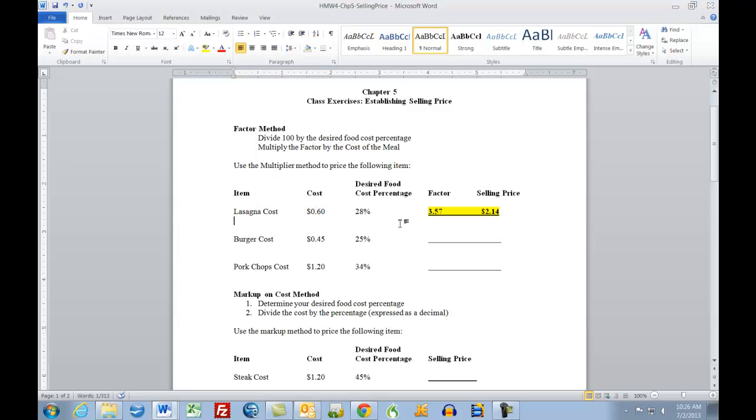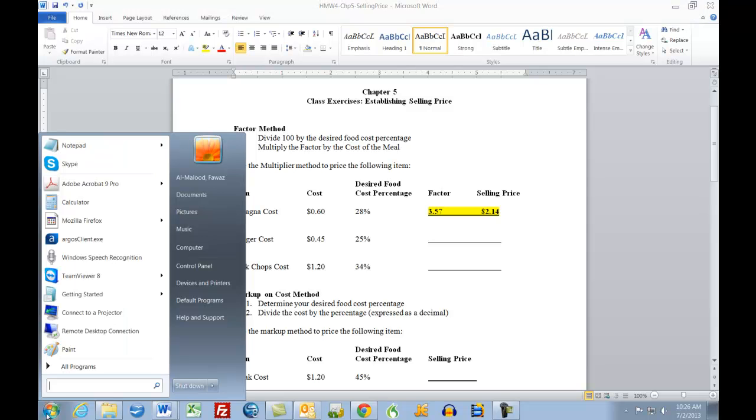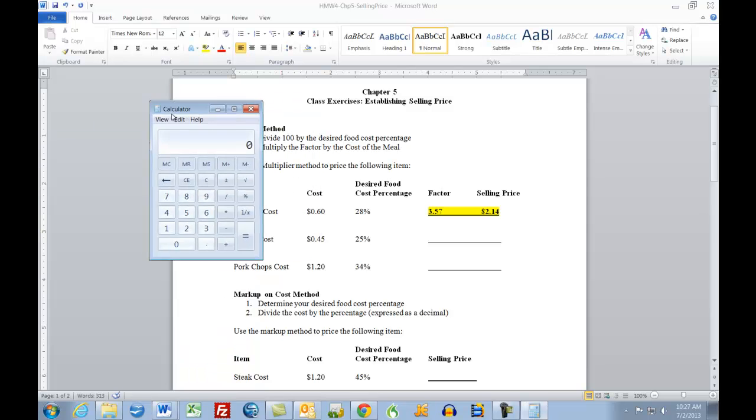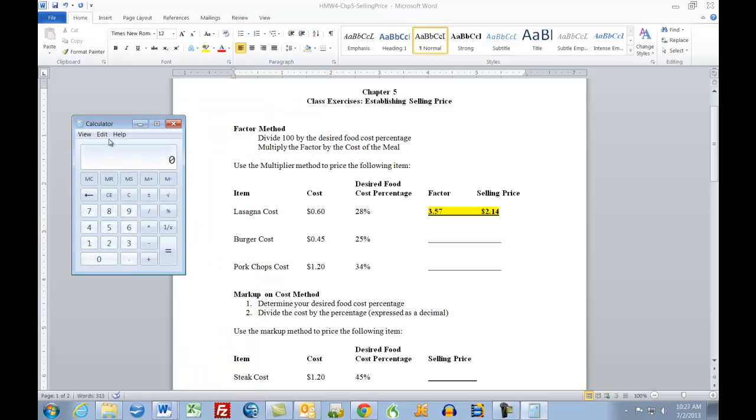So this would be the ingredient cost, or the cost of the food before you actually sell it. All right. Now, 100 divided by 28. So what you want to do is open up your calculator. I'm going to type in 100. The 100 represents 100%. You can either type in 100 divided by 28, or 1 divided by 0.28, which is represented as a decimal. But let's start with 100 divided by 28%, and I'm getting the 28% from right here.